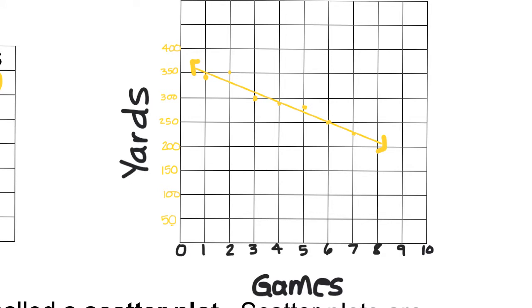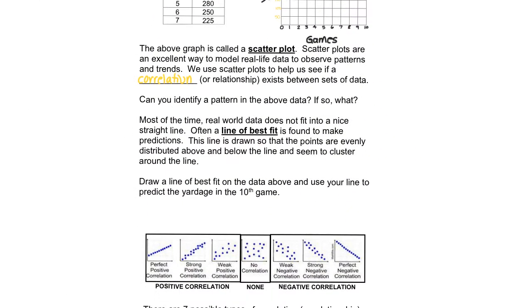This line of best fit is also called a linear regression, and we can use it to make predictions. For example, in Game 8, where do you expect their yardage to be? So we would simply look on our line and find the point that lies on the line to make our prediction. Let's go on to page 2.